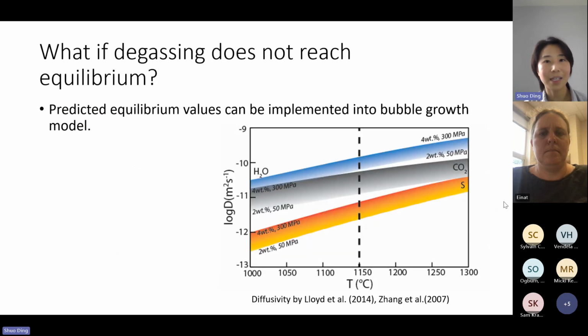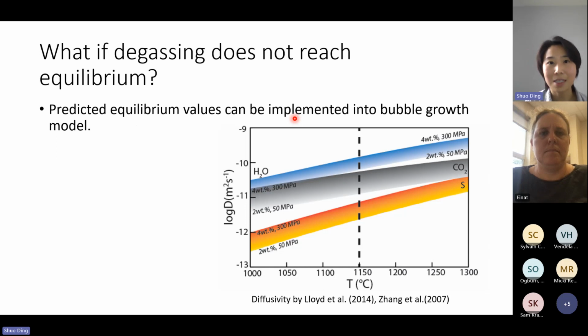I guess the last thing I'm also interested in is that what we all talk about is the equilibrium situation, but it does not really have to be the case, right? It depends on the ascent rate and the diffusivity of the different volatiles. But the equilibrium solution for sulfur can also be implemented into a bubble growth model to look at this kinetic case. That's another potential application I'm really interested in.